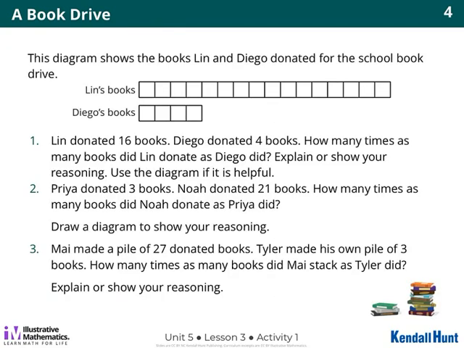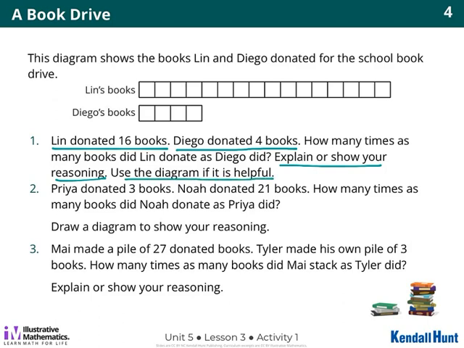Okay, so here is what we are doing today. We are looking at page 15, right, guys? Okay. This diagram shows the books Lynn and Diego donated for the school book drive. Page 13. Okay. Lynn donated 16 books. Diego donated 4 books. How many times as many books did Lynn donate as Diego? Explain or show your reasoning. Use the diagram if it is helpful.